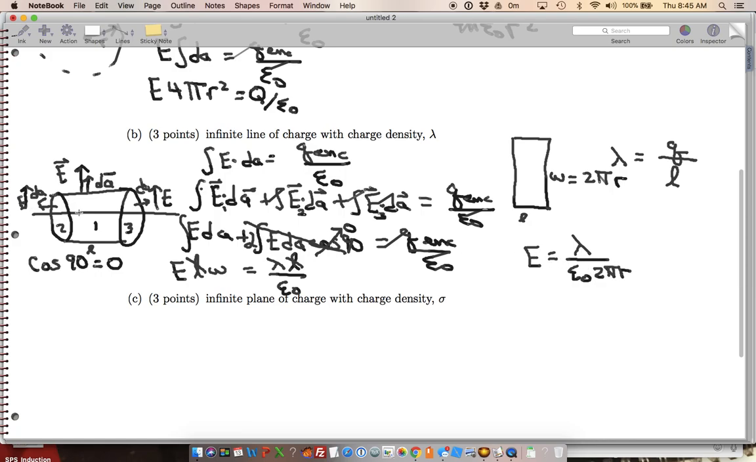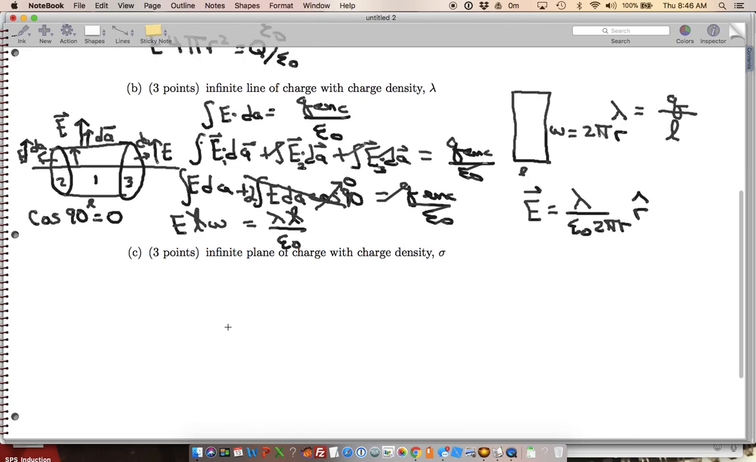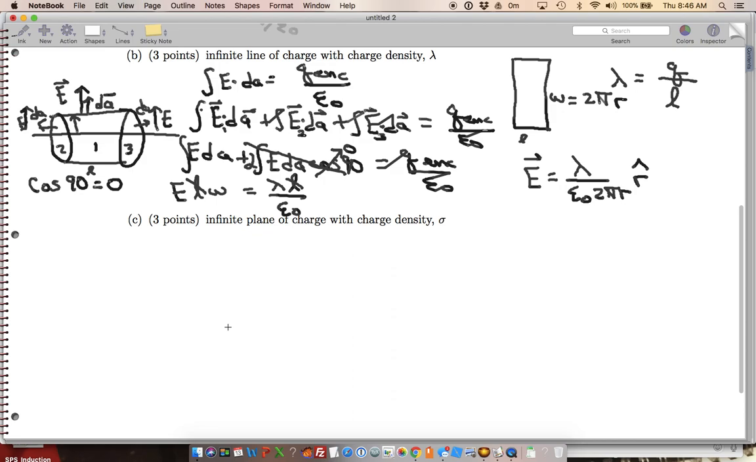And now what direction is it in? Well, this is my r. At any point pointing away from my Coke can, I'm in the r direction. So I'm going to have the r hat direction, and then E goes this way. That's just setting it as a vector. Okay, next.